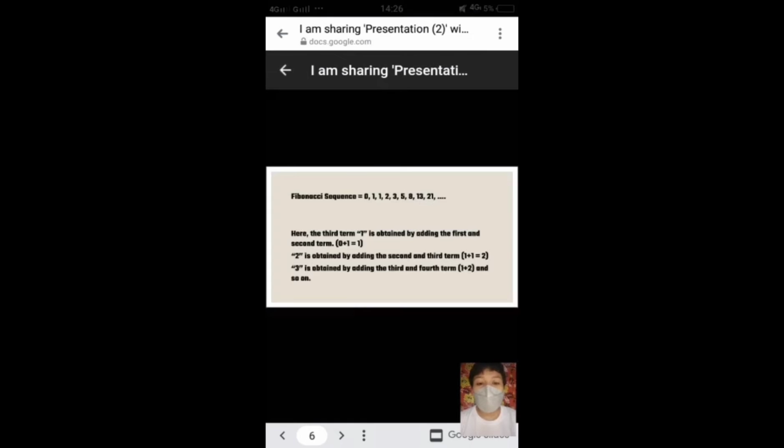The first term is 0 and the second term is 1. 0 plus 1 equals 1. The next 2 is obtained by adding the second and third term. The second term is 1, and the third term is 1. 1 plus 1 is 2. 3 is obtained by adding the third and fourth term. The third term is 1, and the fourth term is 2. 1 plus 2 is 3, and so on.